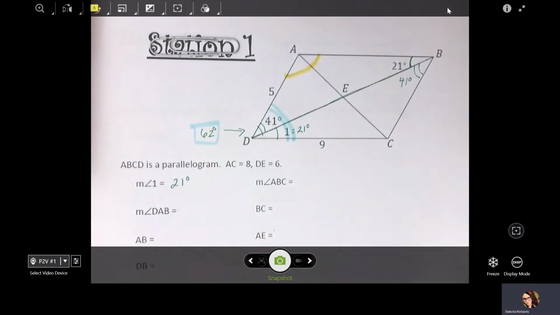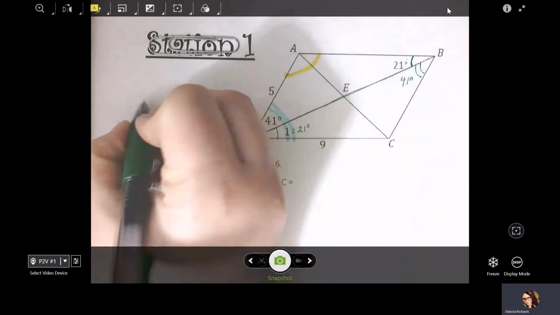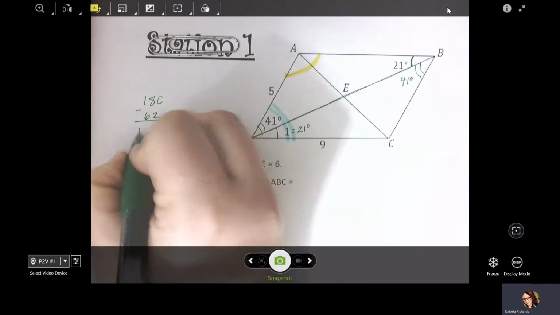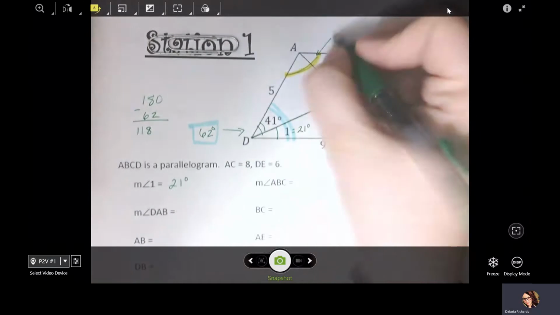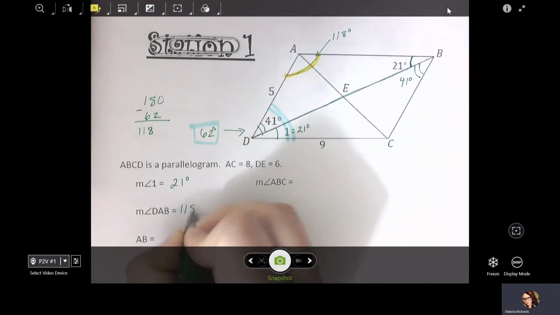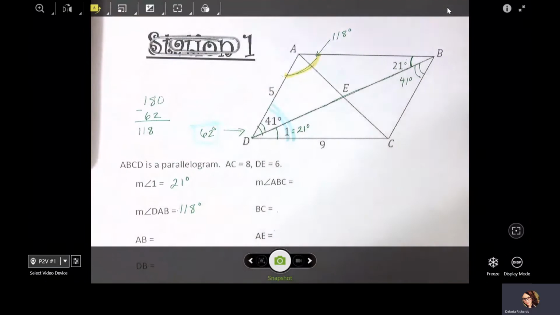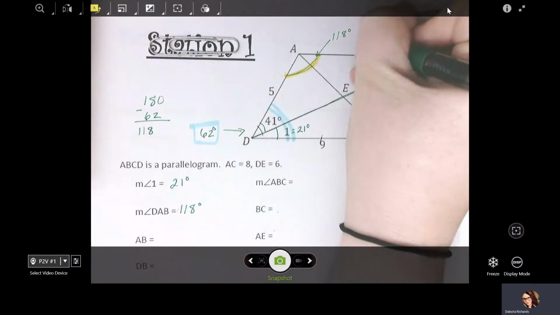All right, and so what I have in blue and yellow, those two angles are consecutive side by side, so they have to add to equal 180 degrees. So how we're going to do that, we're going to do 180 minus 62, and you should get 118. So this entire angle is 118 degrees. So DAB is 118. Right? AB, that's this side here. Opposite sides are congruent. So this AB is just 9.